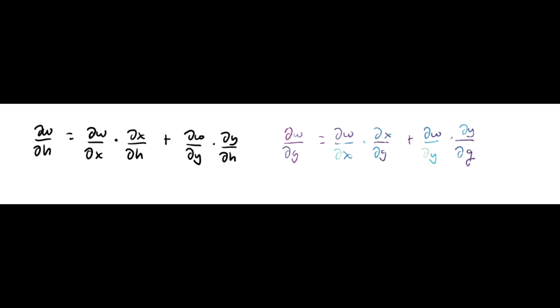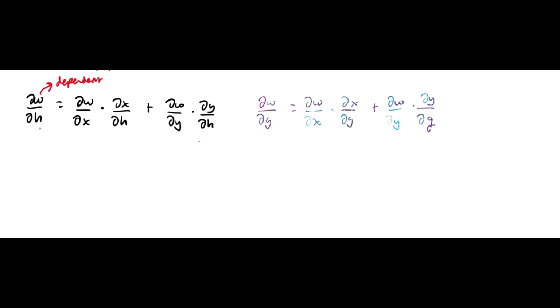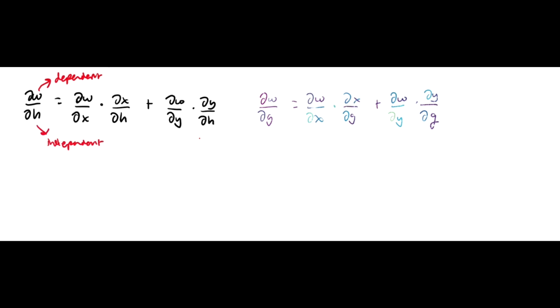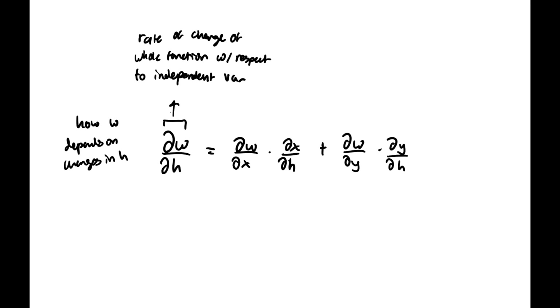I'll explain this term by term. I'll just do it for h since the same thing applies to the g version as well. W is the most dependent variable here, depending on x and y, which depend on h and g. H is the independent variable. It is not a function of anything. So partial w over partial h is sort of the rate of change of the most dependent variable with respect to the independent one. Partial w over partial h shows how the function depends on the fundamental variable h.